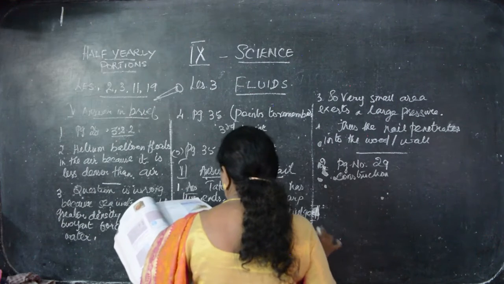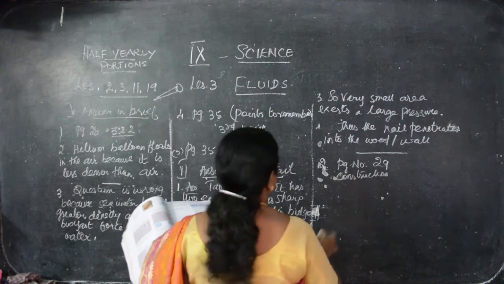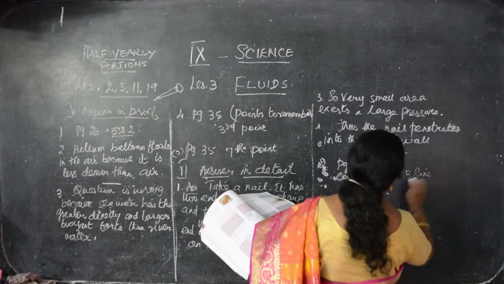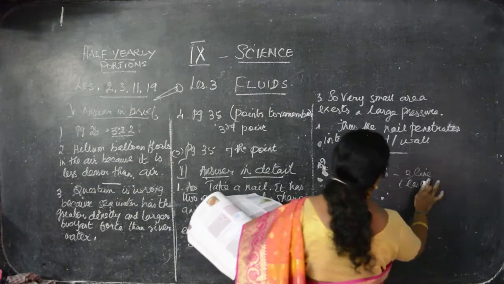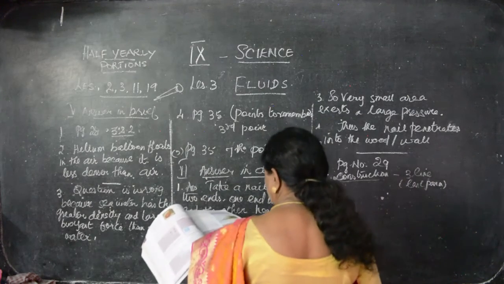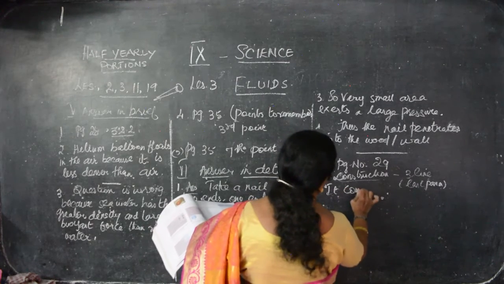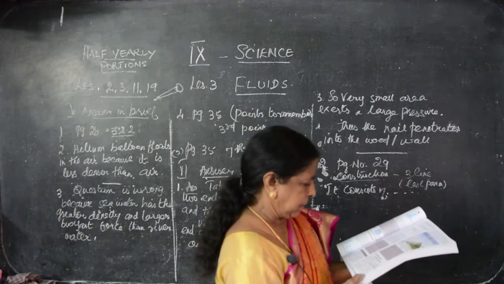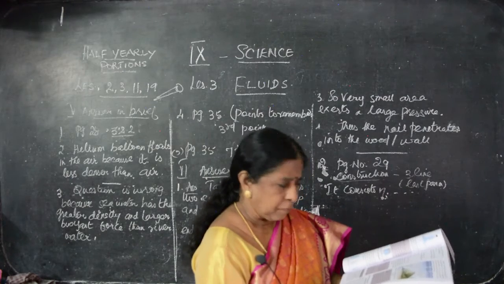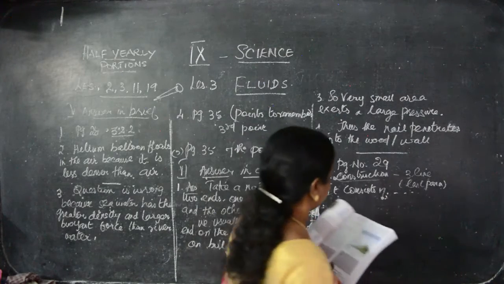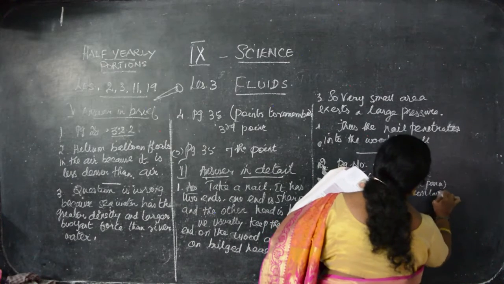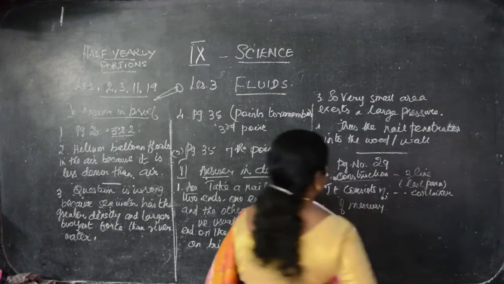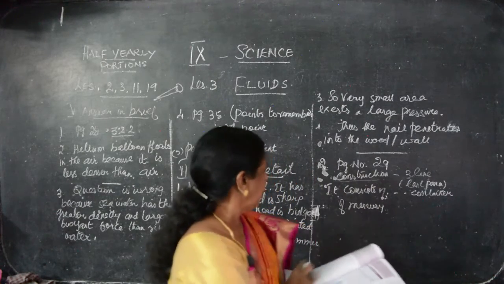That is in page number 29, the last paragraph. Third line in the last paragraph. It consists of a long glass tube filled with mercury and turned upside down into a container of mercury. This is construction.